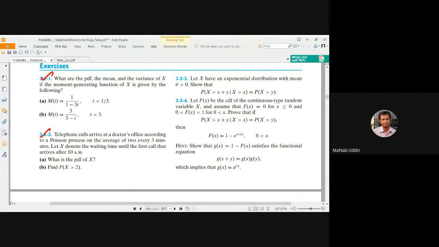Now let's start. What is said in question number 1? It has been said to find the PDF, mean, and variance of x if the moment generating function is given here. I'll do B. A will be homework.